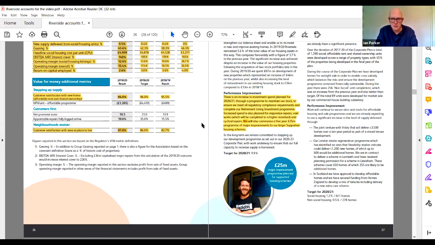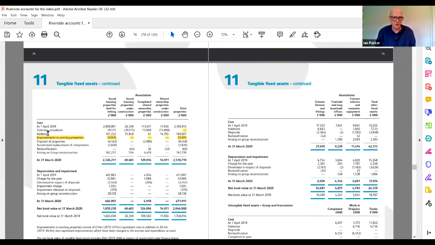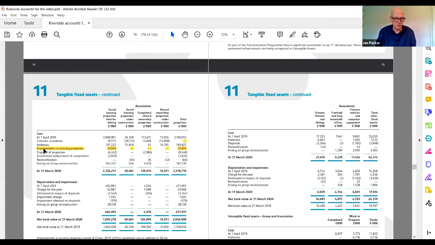Increased spend is also planned for responsive repairs and void works, which will be completed to a higher standard, and cyclical repairs. So there is a programme there and there are resources set aside. If we move to the notes, I can see the level of expenditure during the year. And in note 11, it's saying that improvements to existing properties for the financial year we're looking at amounted to 34 million. So a sizable investment.